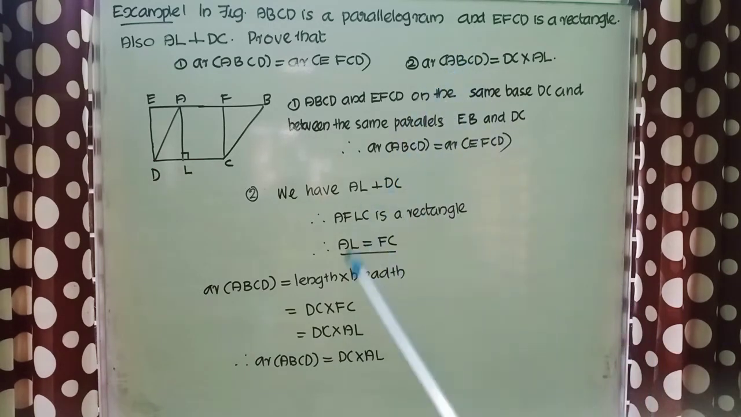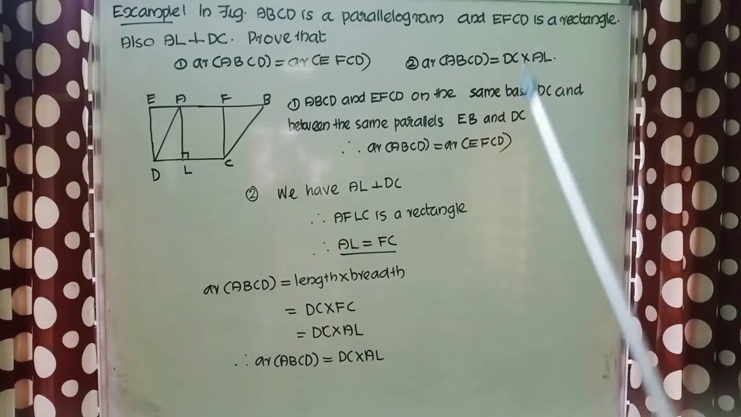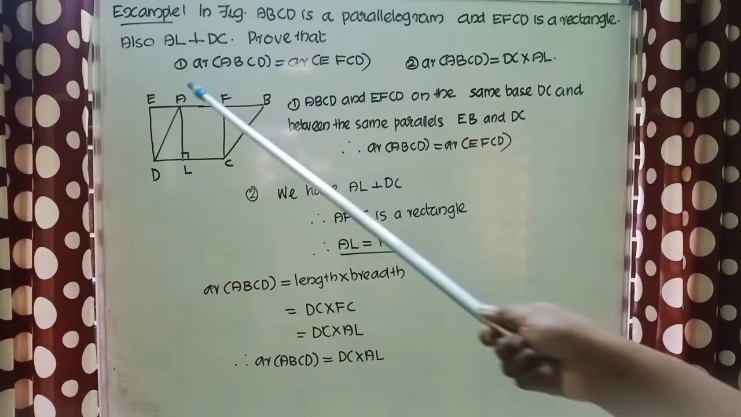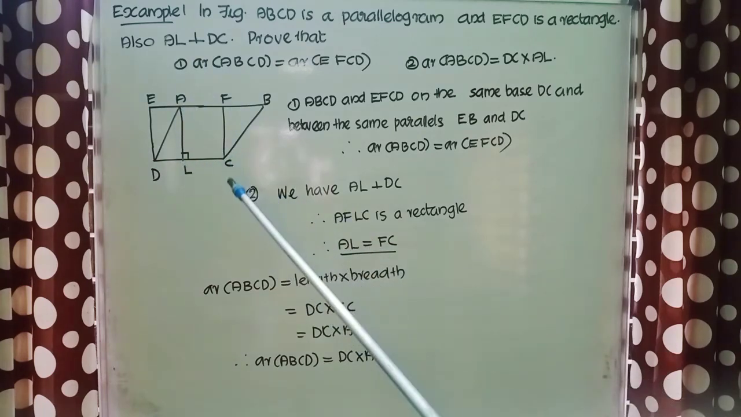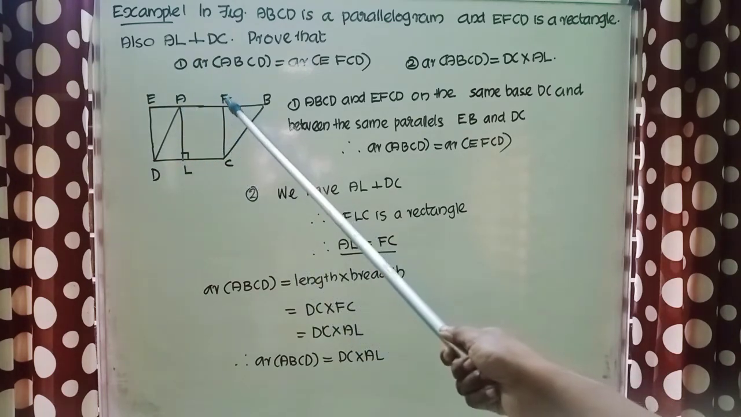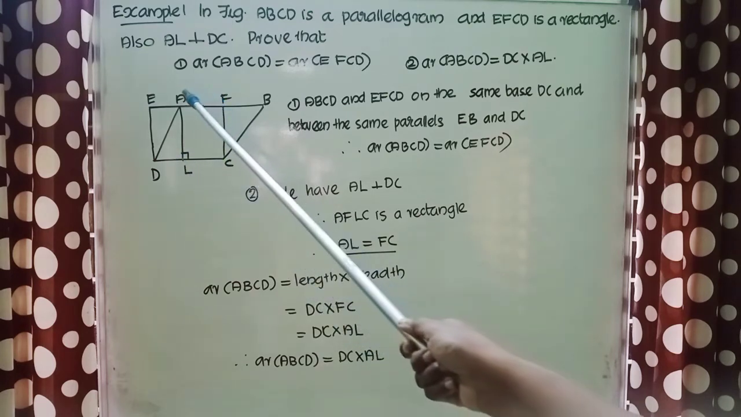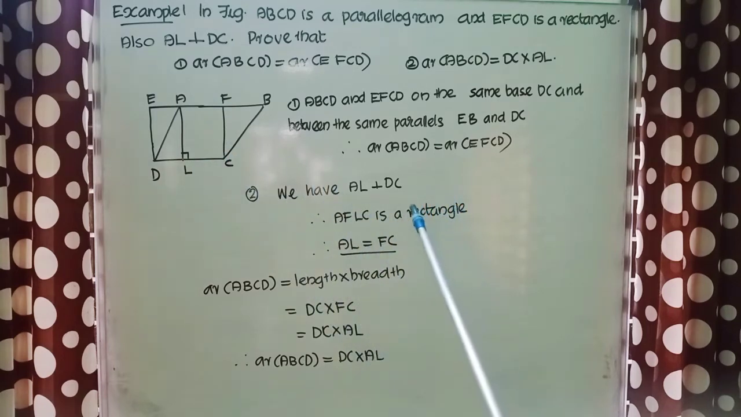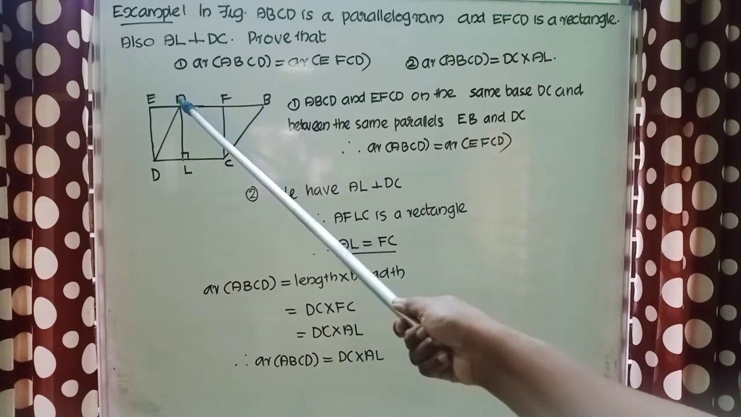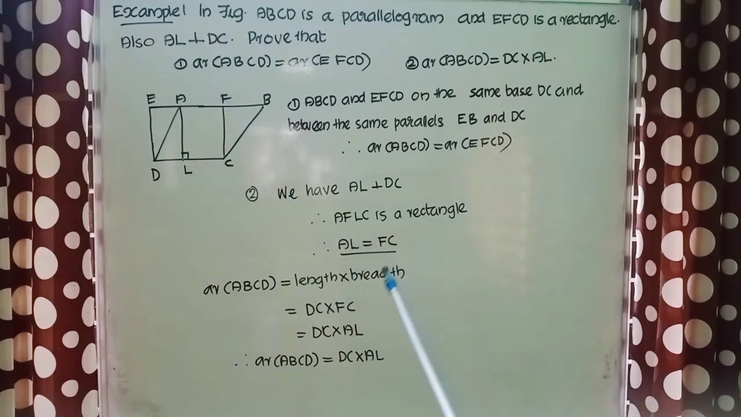Now we have to prove the second one, area of ABCD equals DC into AL. You see, here it is given AL is perpendicular to DC. And we know this FC is also perpendicular to DC. So we can say this AFCL is a rectangle. So these opposite sides, that is AL and FC, are equal.